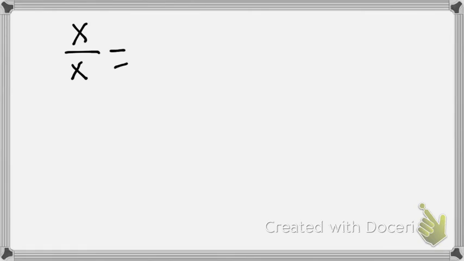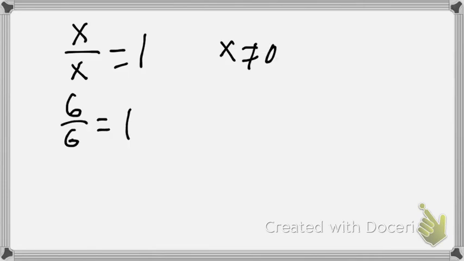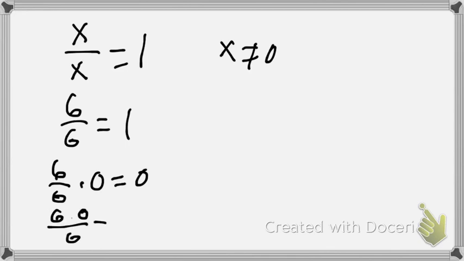Here's another reason why we can't. When you try to divide by 0 on a calculator, it says undefined. If you look in any rule book, you're going to have x divided by x equals 1. Anything divided by itself equals 1, but x can't equal 0. Why? Because we know that 6 divided by 6 equals 1.